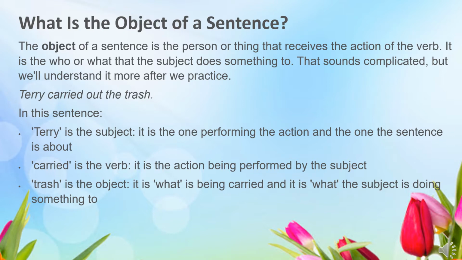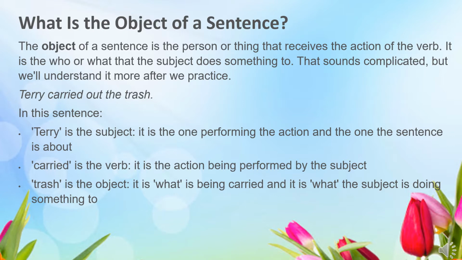Now, children, what is the object of a sentence? The object of a sentence is the person or thing that receives the action of the verb. It is the who or what that the subject does something to. That sounds complicated, but we'll understand it more after we practice.